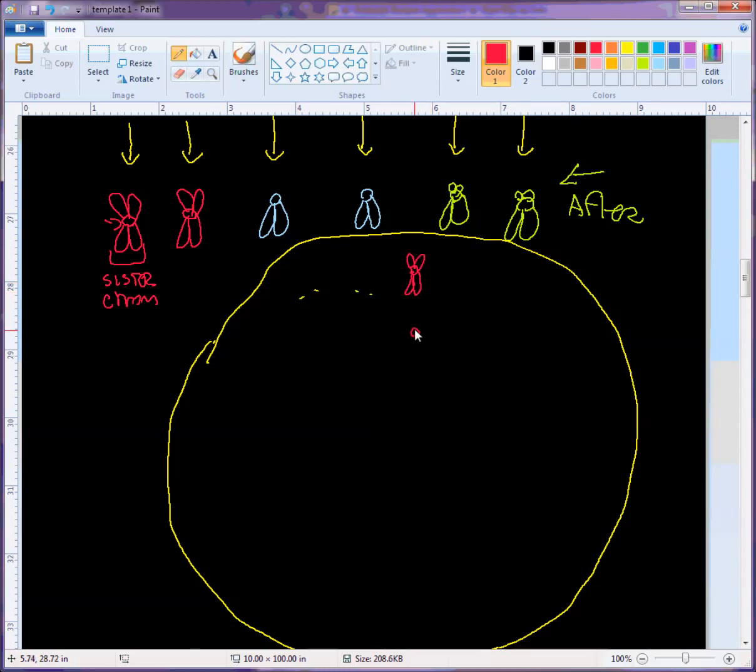So there's A from mom, A from dad, B from mom, B from dad, and C from mom, and C from dad. So how many combinations are present? Well, there's only one combination present, right? So here's the metaphase plate, and all the chromosomes are present. There's only one combination.